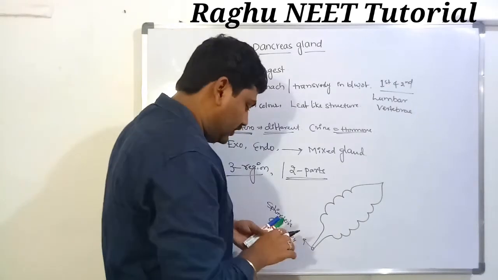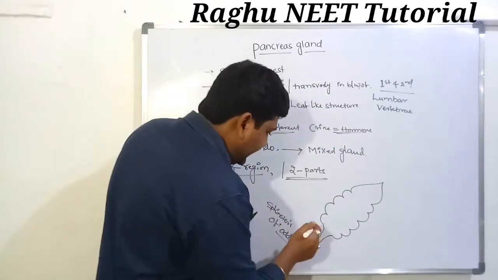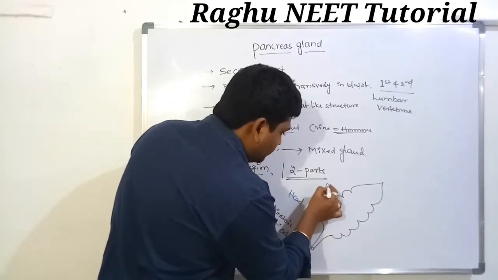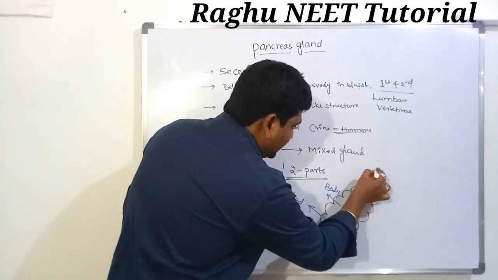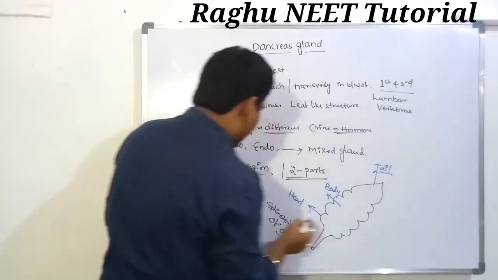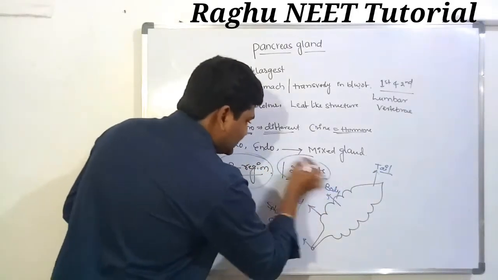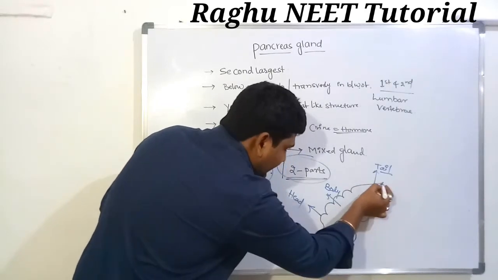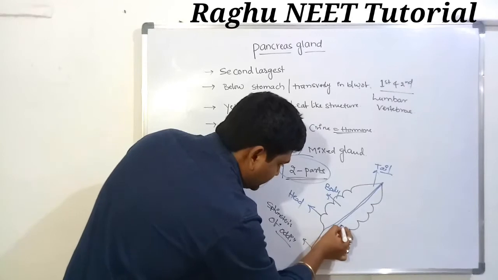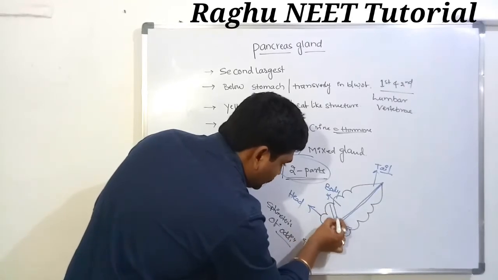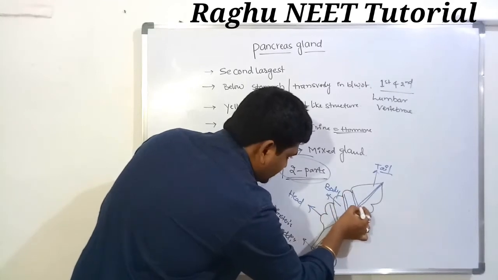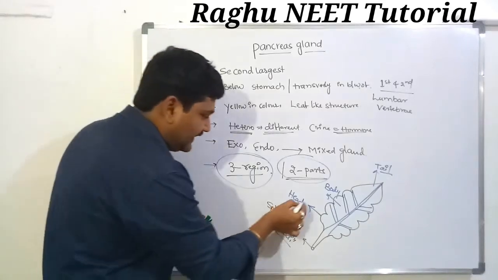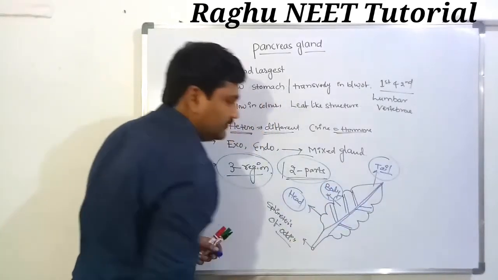The pancreatic gland can be divided into three regions. The first one is the head, the second one is the body, and the posterior one is known as the tail. It consists of connective ducts transversely arranged with small, minute pancreatic ducts, so it looks like a leaf-like structure. So, three regions: head, body, and tail.